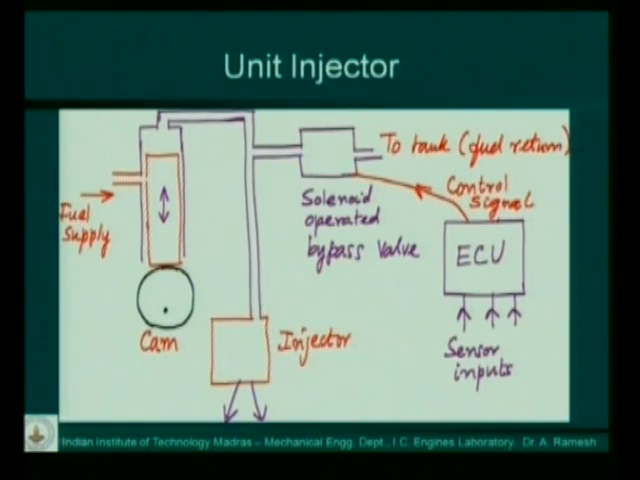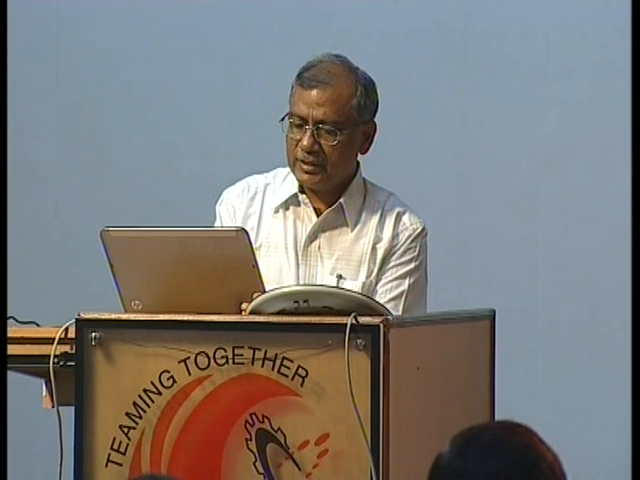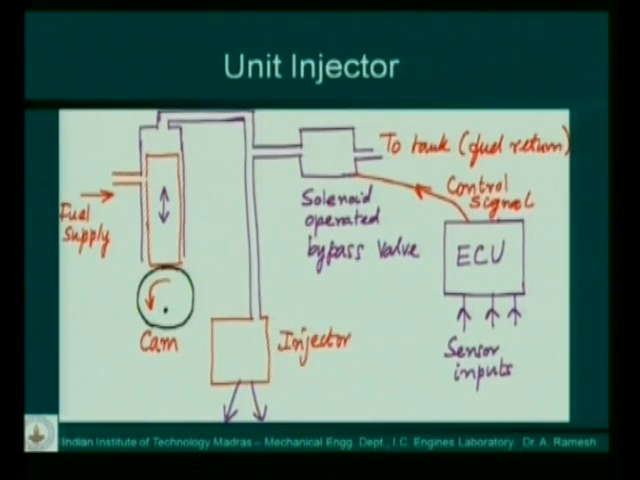Now, we will first go to the first level of electronically controlled fuel injection systems. The first level of electronically controlled fuel injection system, which is even today used, is called the unit injector. The unit injector is a system which is a step above the conventional system because it can produce very high pressures. Now the unit injector basically has a cam which runs a plunger, and the plunger directly operates an injector.